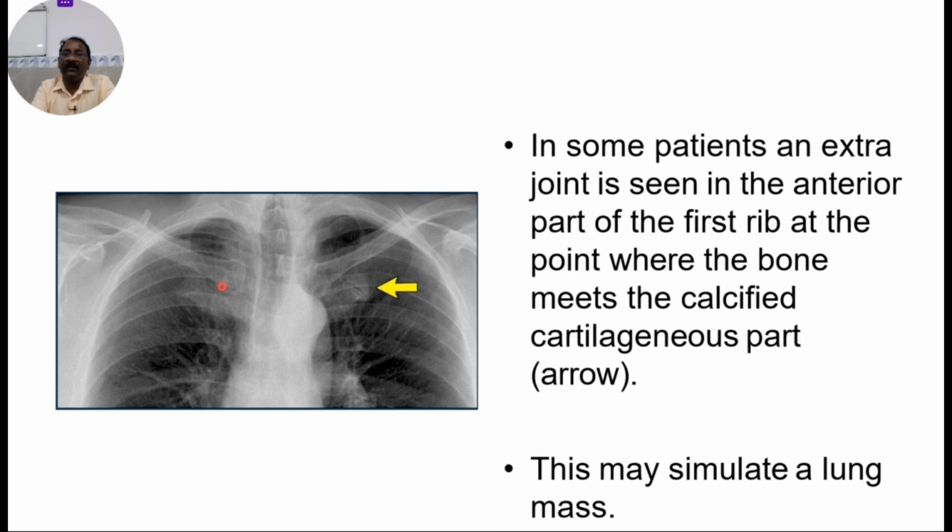See, in some patients, an extra joint is seen in the anterior part of the first rib at the point where the bone meets the calcified cartilaginous part. So this is an extra bone. This may simulate a lung mass. So this is very, very important. Whether it is a mass or extra bone. Okay.